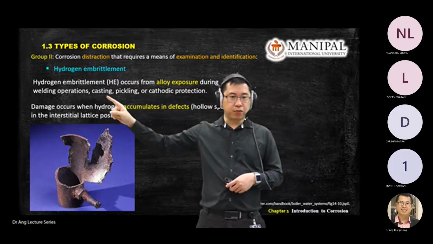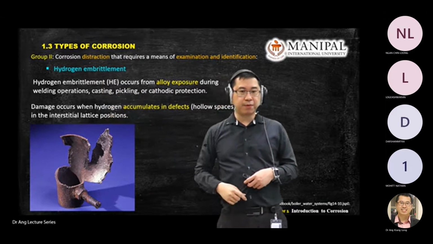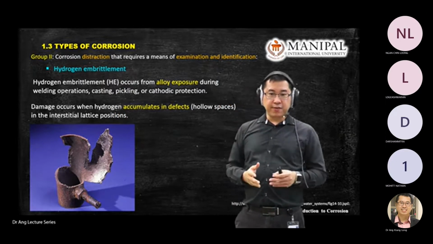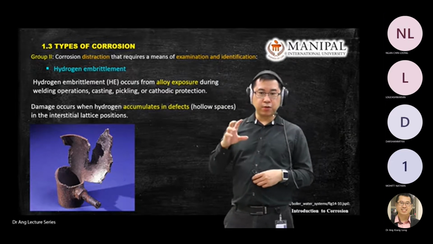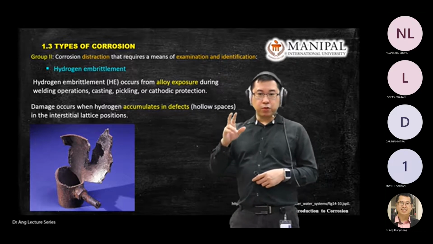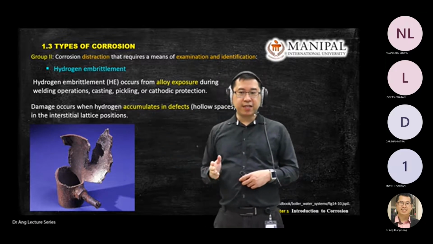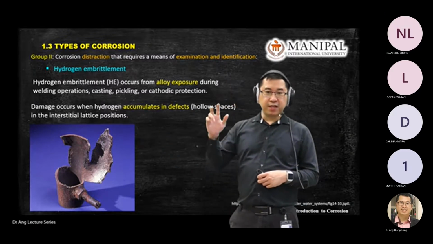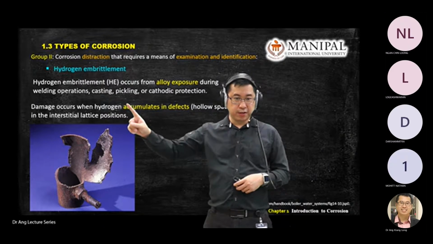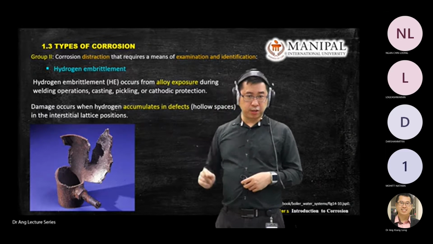It can also mix with the welding process, maybe casting. If you learned the casting process before, casting involves temperature. So if you have the property graph of metals, for example the iron phase diagram, you know that iron has alpha phase, beta phase, and gamma phase. During casting, because of the change of temperature, the structure of the iron changes. So this will happen. Also pickling, cathodic protection, and so on.